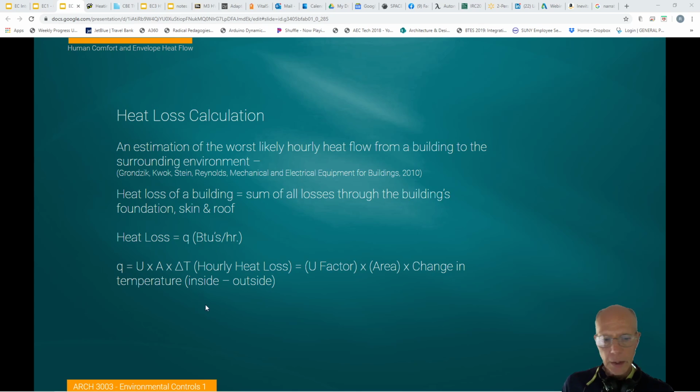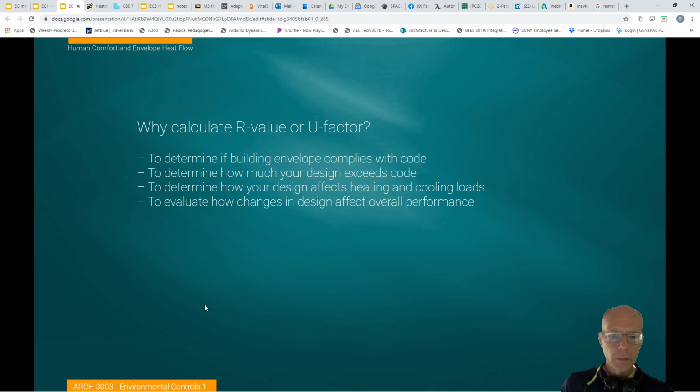So we expand on that calculation a little more, but it's important to understand why we are calculating this heat loss on a building. We do that for a number of reasons. One primarily is to make sure that we comply with code. The building codes require us today to have certain performance features to our building to save energy. Roofs have minimum R values, windows have minimum U values, and we need to make sure that we comply with code. But remember, codes are the minimum standards.